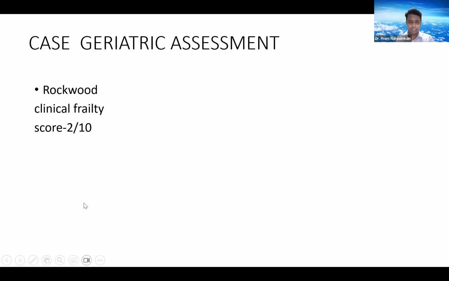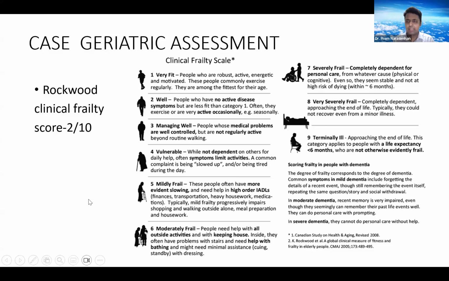I'll start with Dr. Pradeep here. As far as frailty is concerned, one of the very important scales is the Rockwood frailty scale. How would you want to interpret this scale as far as this particular patient is concerned? Thank you, Dr. Prem. You can see that you have written the Rockwood clinical frailty scale is 2 out of 10. That means the patient doesn't have any active disease.